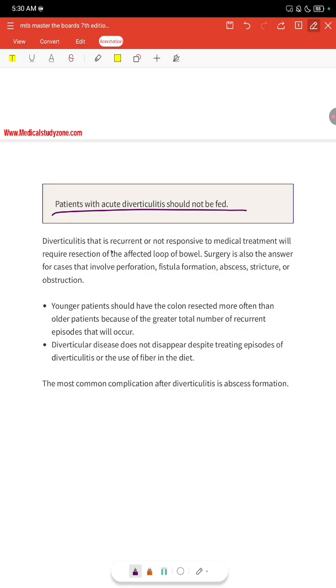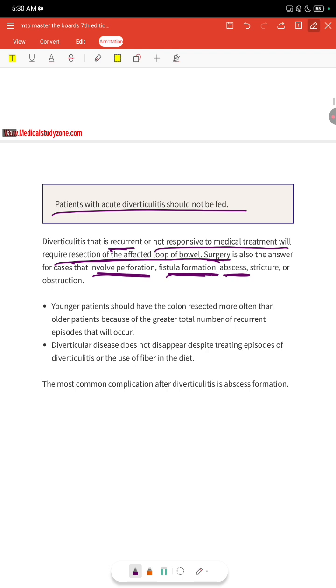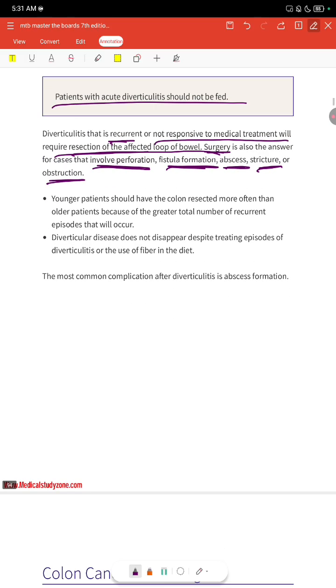Diverticulitis that is recurrent or not responsive to medical treatment will require resection of the affected loop of bowel. Surgery is also the answer for cases that involve perforation, fistula formation, abscess, stricture, or obstruction. So all of these things are the indication for surgery, or if it is recurrent and is not responsive to medical treatment. So we go for the surgical resection.